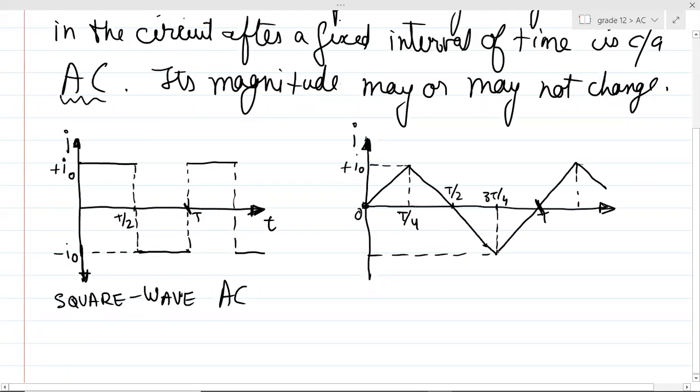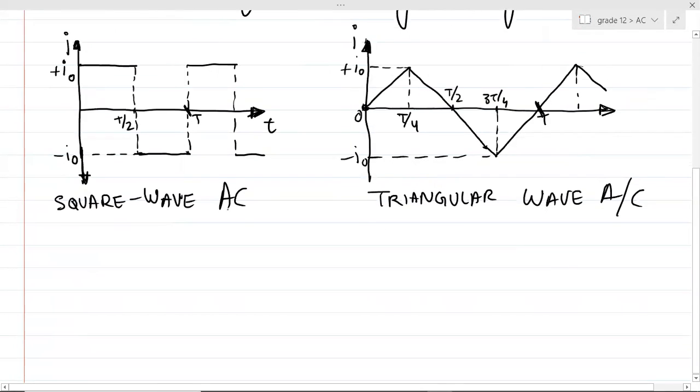And then again it becomes 0, it becomes maximum but in the negative direction, and then it becomes 0. So this is another type of AC which is basically called triangular wave AC. So different types of alternating current may occur. The most common alternating current which we are going to study is basically called a sinusoidal wave AC.